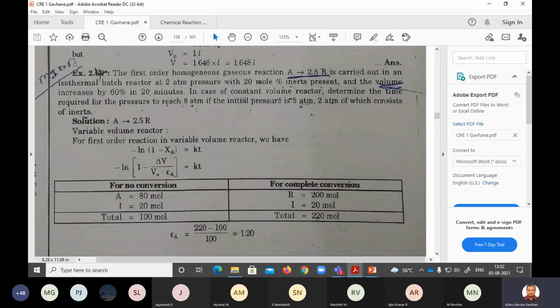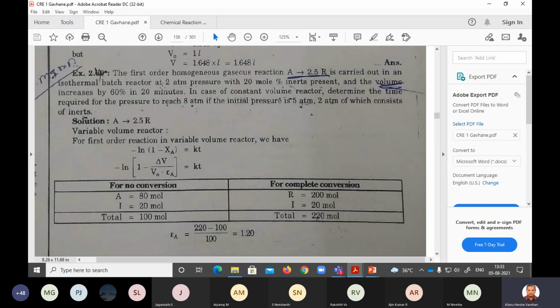Since he is giving you an increase, (V minus V naught) divided by V naught will be a positive quantity. That is what you can see here: 2.5 minus 1 is 1.5, positive. So from the reaction itself, we know whether the volume is increasing or decreasing by some percent. 60% in 20 minutes. In case of a constant volume reactor, it is just comparing constant pressure and constant volume.